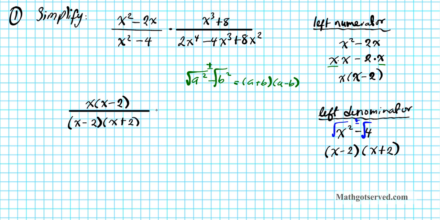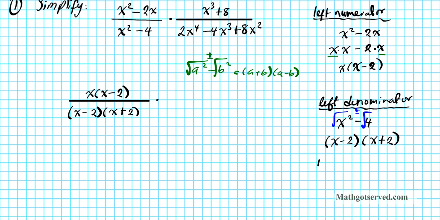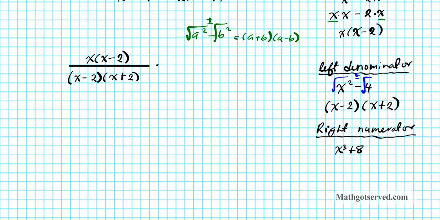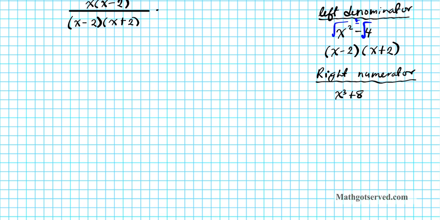Now let's shift our attention to the right numerator. The right numerator is x to the third plus 8. Alright, so what on earth is this? Can we classify this binomial? Well, this is a sum of cubes. Unlike squares, if it's a sum or a difference, they can be factored if they're cubes on both sides of the operation. So how do you factor a sum of cubes?